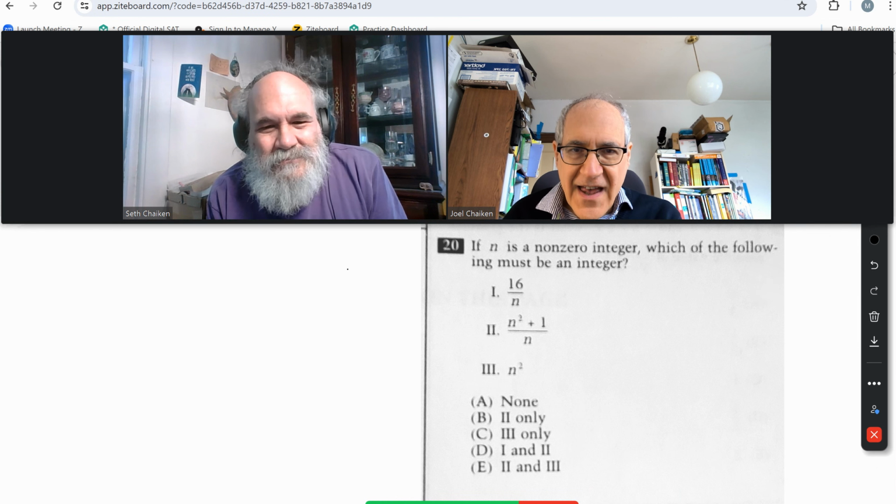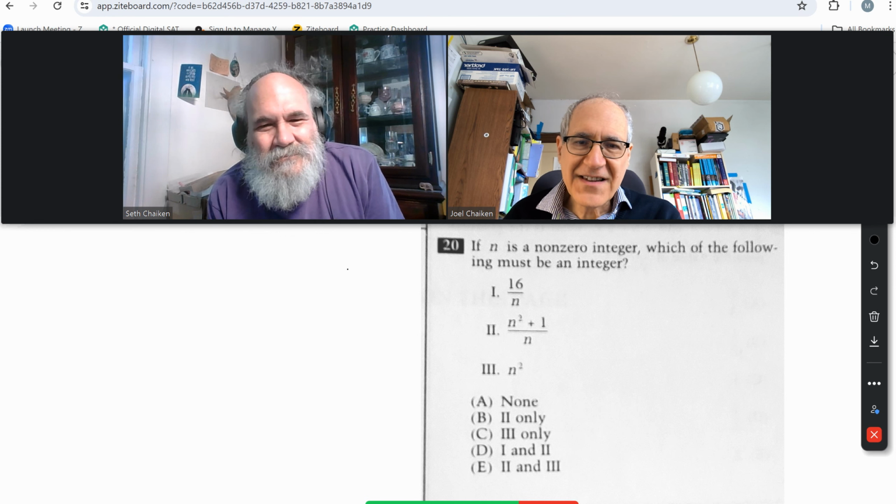Okay, if n is a non-zero integer, oh, it could be negative. Which of the following must be an integer? 16 divided by n squared, plus 1 divided by n, or just n squared, or none. And this doesn't usually come up on the new SAT where they give you all these choices. Plus, you have 5 choices here, see? And they penalized you back then if you got something wrong. So, Seth, you have the PhD in math. This seems like a number theory question.